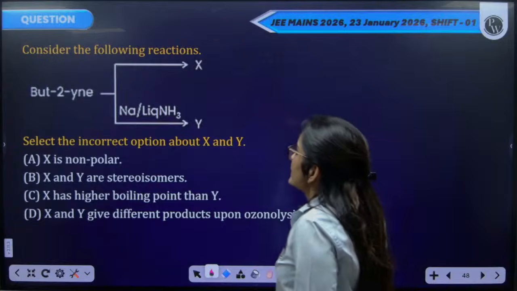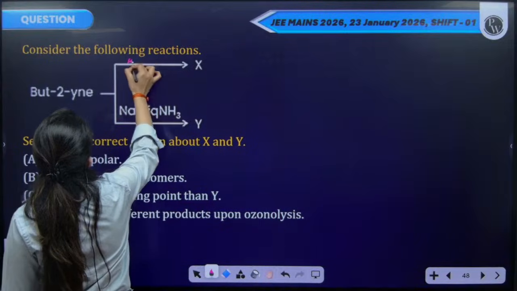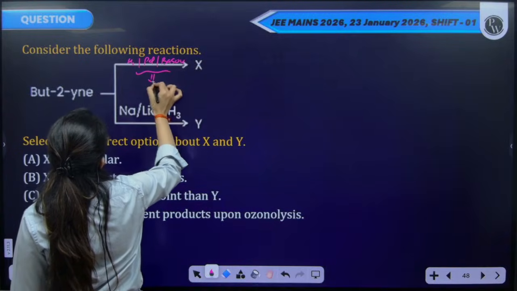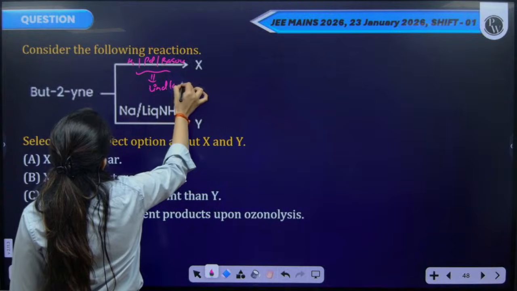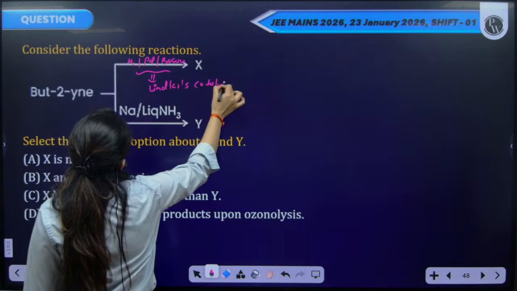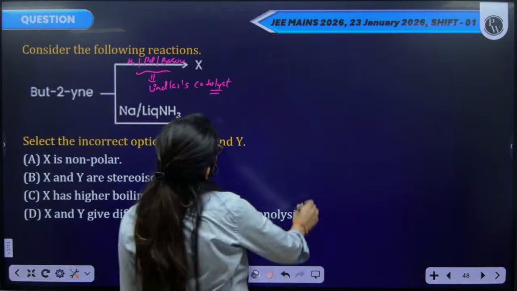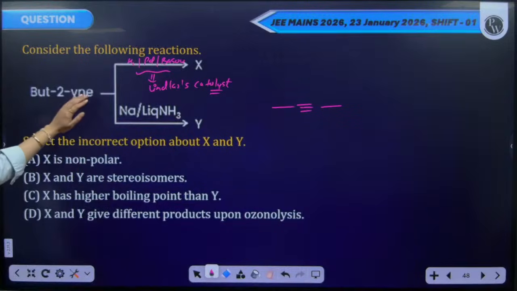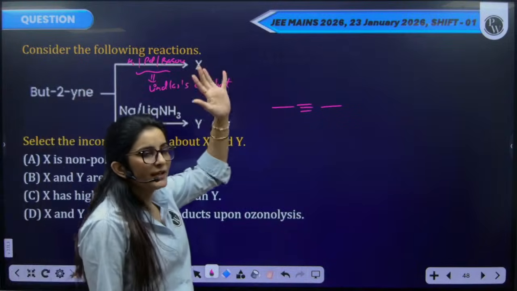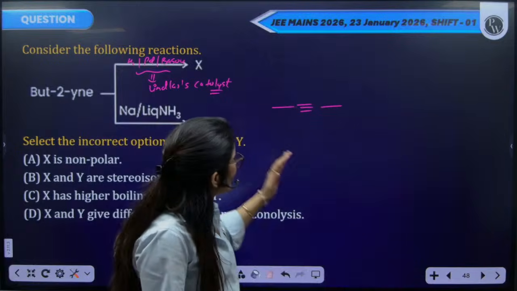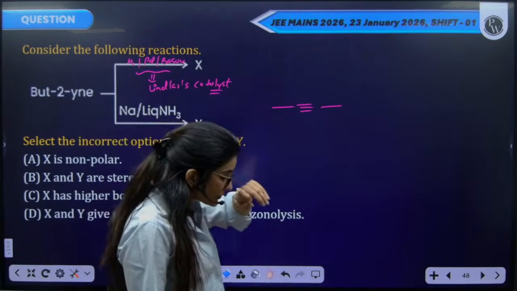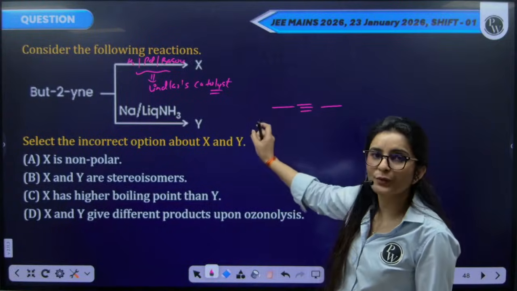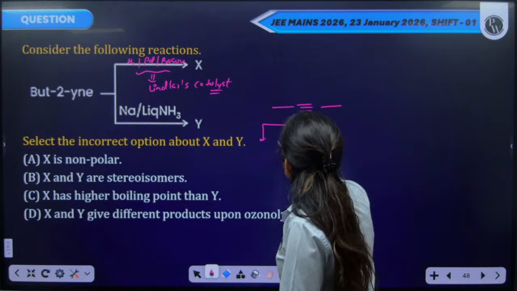Okay, next, look. Here you need to write H2/Pd-BaSO4, that is basically called Lindlar's catalyst. What do we call it? Lindlar's catalyst. So basically but-2-yne has been given to you. This is basically but-2-yne, and over the but-2-yne, first of all H2/Pd-BaSO4 has been added. So it is a Lindlar catalyst, and it will be doing hydrogenation, converting the alkyne into the alkene.